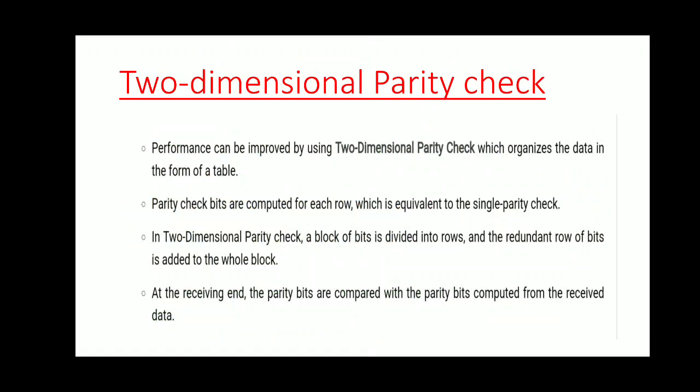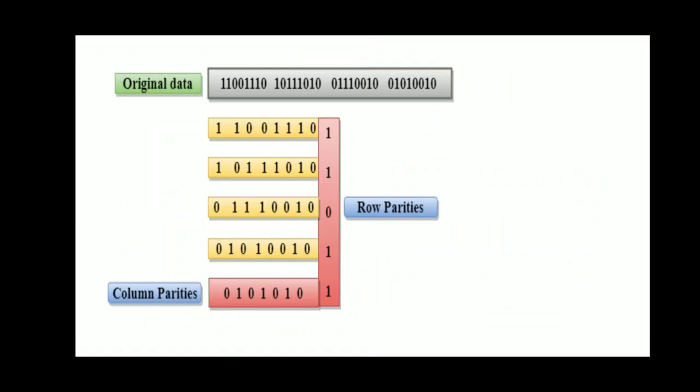Thirdly, in two-dimensional parity check, a block of bits is divided into rows, and a redundant row of bits is added to the whole block. And coming to the next point, at the receiving end, the parity bits are compared with the parity bits computed from the received data. This is about the two-dimensional parity check, and this is the explanation by the diagram.